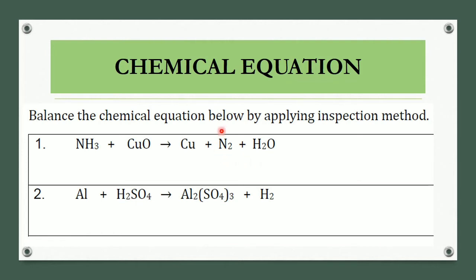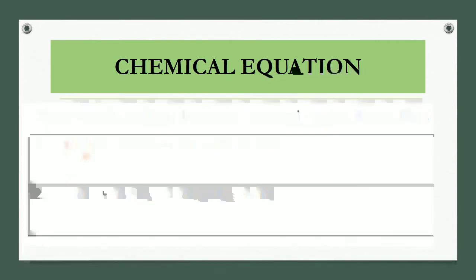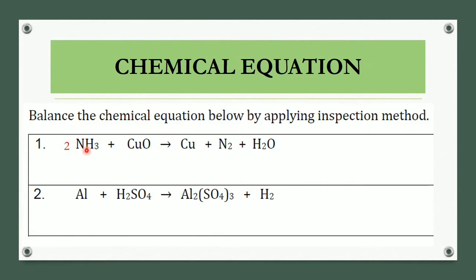And then next, I'm going to balance my nitrogen, which is there are two nitrogen atoms. So to balance this, I will add 2 in front of my NH3. And after that, this will make my hydrogen atom to become 6. So to balance the hydrogen atom, I will add 3 in front of the H2O. And now on my right side, there will be 3 oxygen atoms. So I need to add another 3 in front of my copper oxide to balance the oxygen atom. And then to balance the copper, I add another coefficient 3.